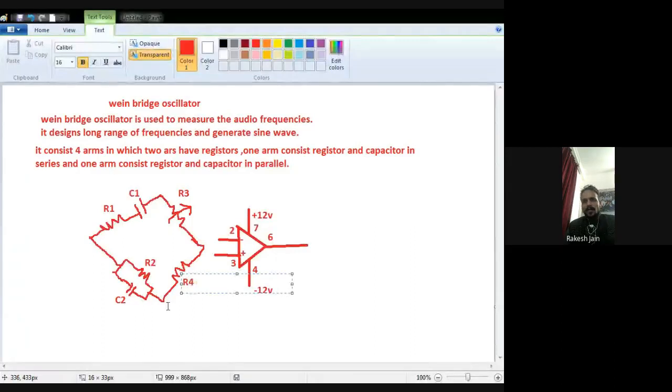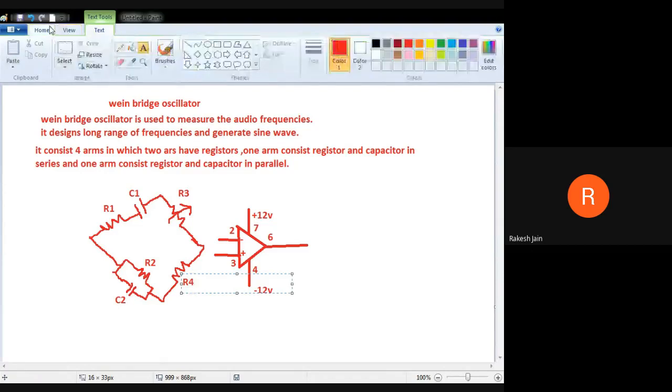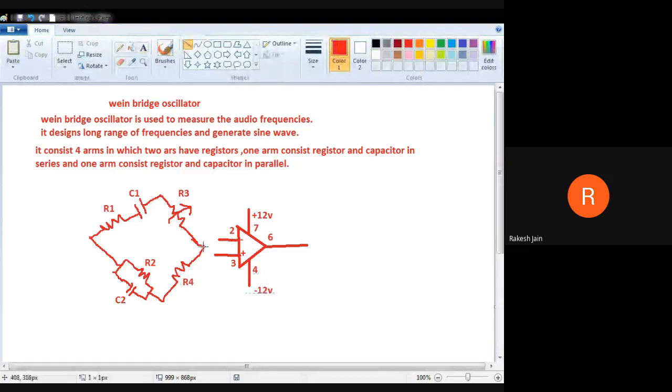Okay, so one is R4, which is common for R3 and R4, and is connected with the second number pin. Where the R1 and R2 meet each other, that point is connected with the positive terminal. It means second number terminal and third number terminal. What I want to say, this point is connected with the second number pin, and this point is connected with the third number pin.